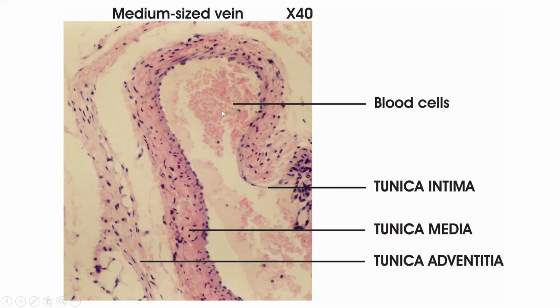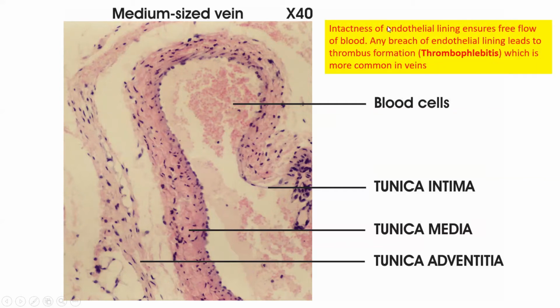The veins are provided with valves to prevent backflow of blood. Intactness of the endothelial lining ensures free flow of blood. Any breach of the endothelial lining leads to thrombus formation, thrombophlebitis, which is more common in veins.